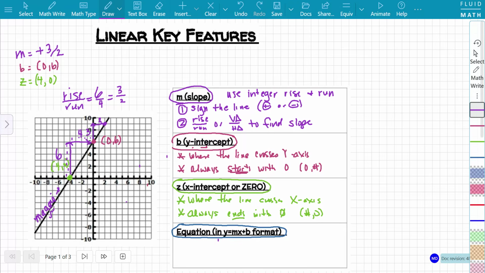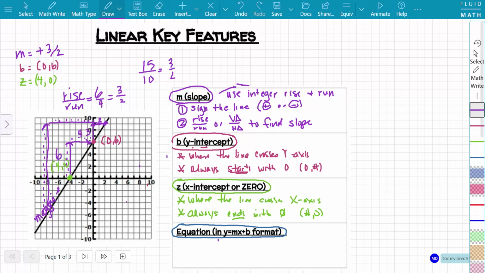If I started all the way down here and I went up all that and over here, that would be 1, 2, 3, 4, 5, 6, 7, 8, 9, 10, 11, 12, 13, 14, 15 over 1, 2, 3, 4, 5, 6, 7, 8, 9, 10, over 10, which also reduces to 3 over 2. So it doesn't matter which 2 points I go between, I'm always going to wind up with the same slope.